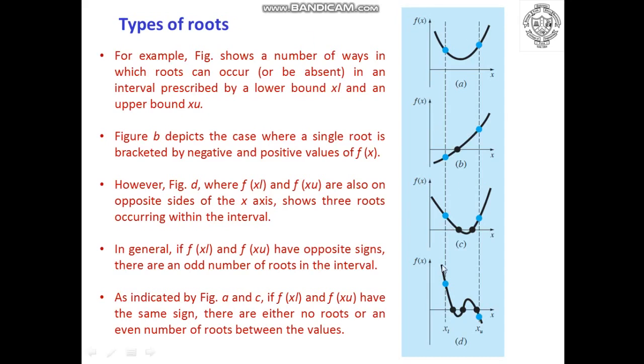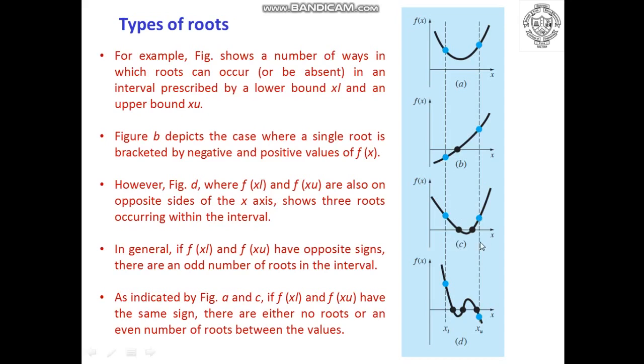So what we understood from all four cases is that for initial case 1 and initial case 2, if the sign of both functions is the same, then there can be either no roots or an even number of roots in between the two values of the initial cases.